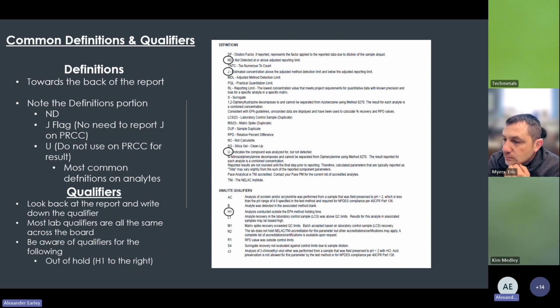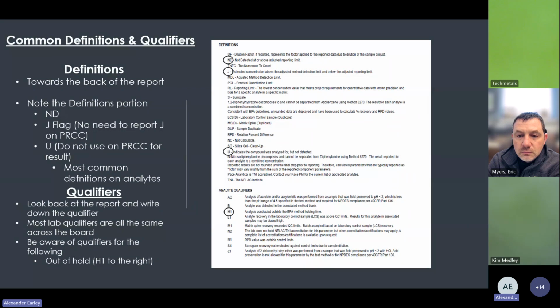U also indicates that it was not detected. So U and ND are kind of the same deal. Now, a big one, at least with this contract lab, is you look at H1 off to the side, and it says analysis conducted outside the EPA method holding time. You personally may have collected the sample, or the contract lab may have collected the sample on time, but it may not have been run in the time allotted.